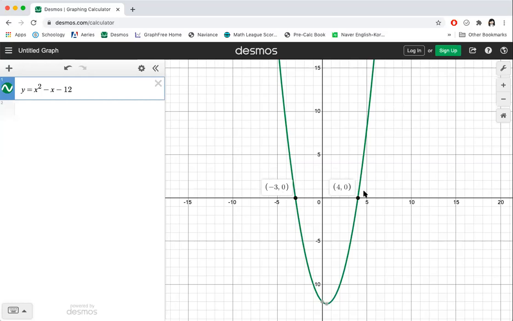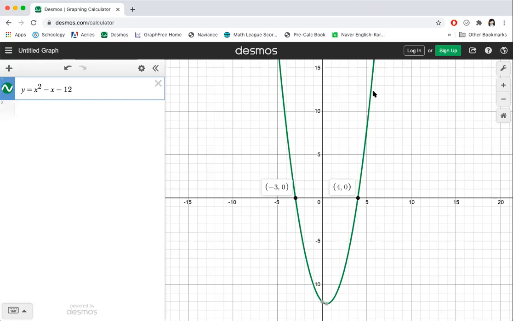So where is the graph above the x-axis? That would be on the left and on the right. So that means on the left of -3, on the right of 4. So that means numbers less than -3. And if you write that in interval notation, it will be -infinity to -3. And then on the right, that means from 4 and above. So that means 4 to infinity.